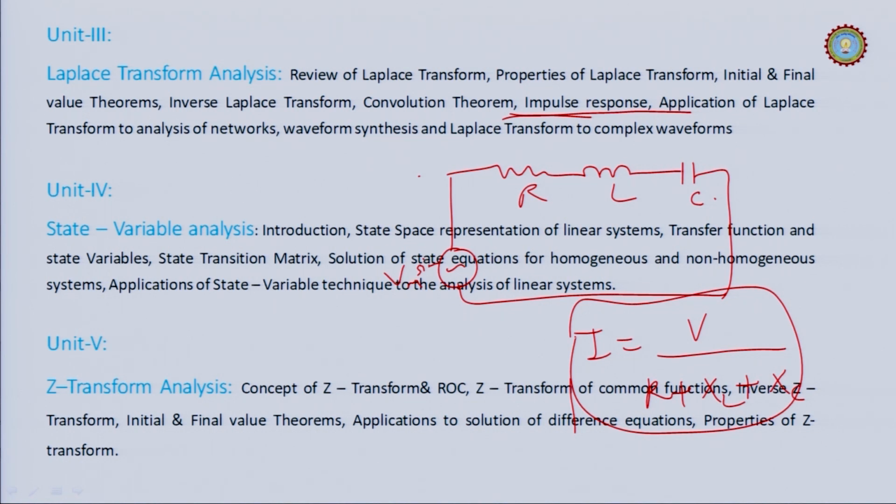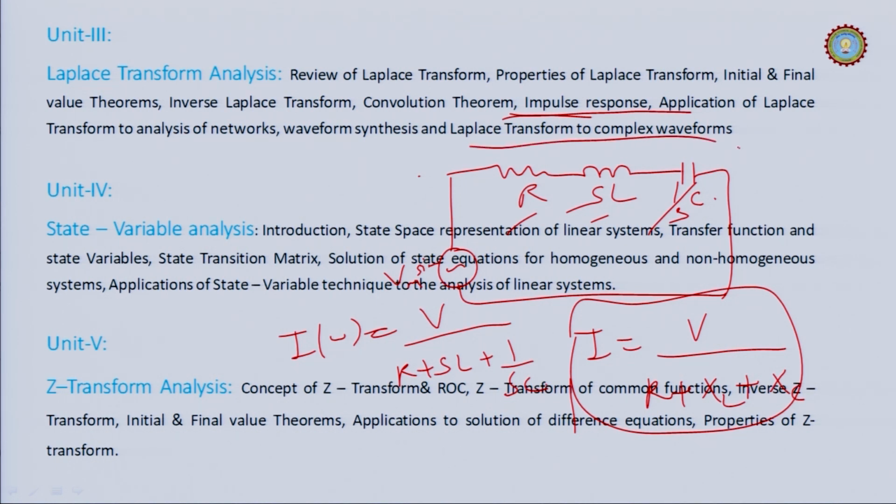We can write this as R, S L, 1 upon S C. If we change this circuit into Laplace form, then we write R like this, and now it is easy to solve the circuit. So this is another use of Laplace transform: we use it for solving a complex network in an easy manner.